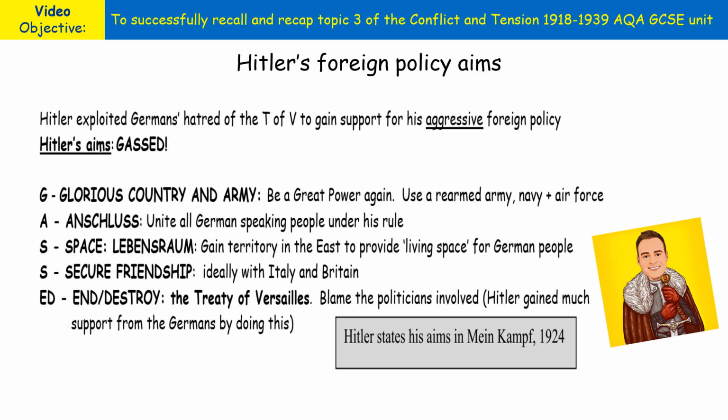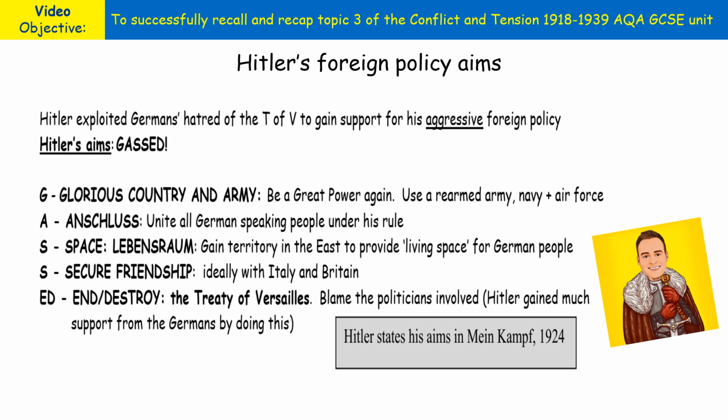So a mnemonic you can use to remember Hitler's foreign policy aims is GAST. And the G stands for Hitler wanting Germany to be a glorious country and to have a strong army again, to be a great European power and to have a well-respected army, navy and air force.